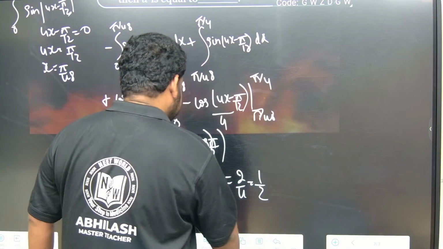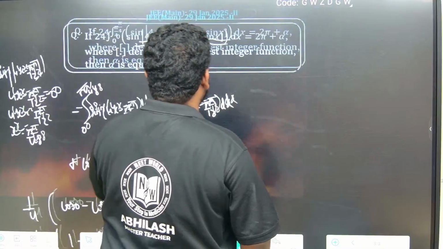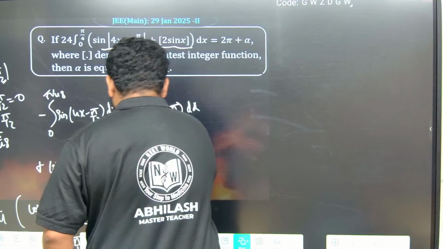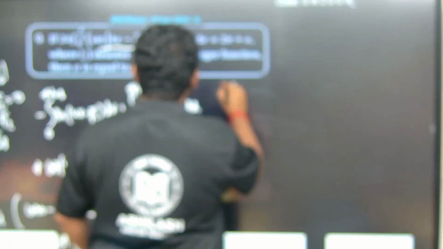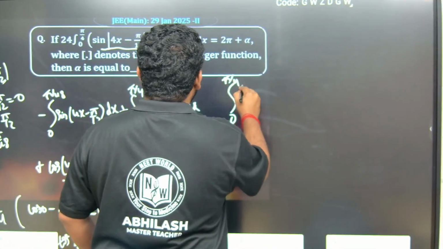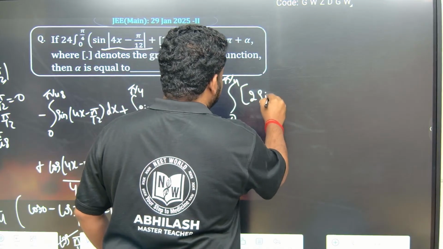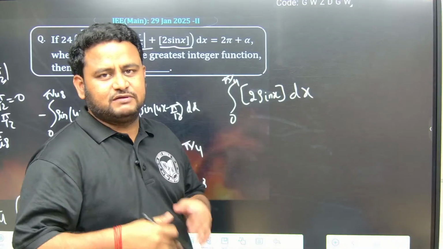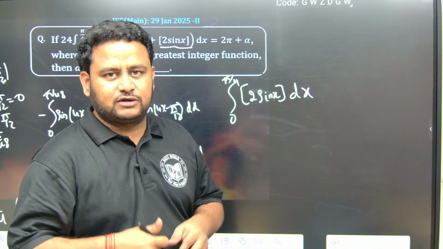Now what about the next one? You can have a look at it. This is the greatest integer function. They are asking the integral from 0 to pi by 4 of the GIF function of 2 sin x dx. So the greatest integer function will split at every integral value, correct?